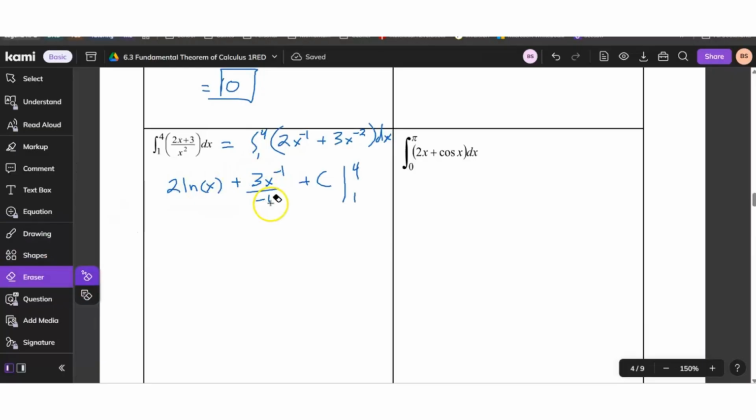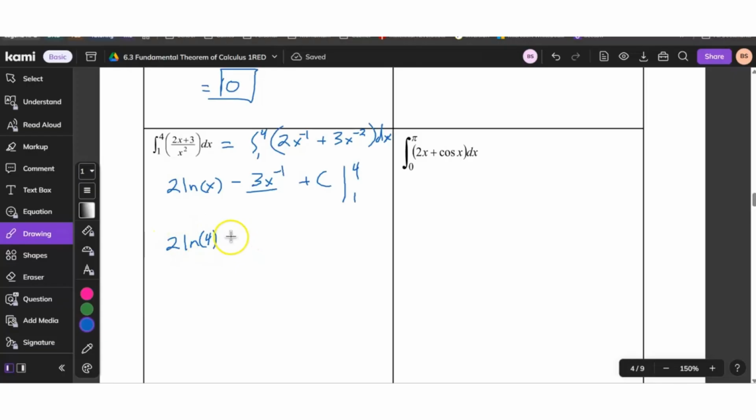Rather than going plus 3 over -1, let's just move the negative out here so that it's easier for us to deal with. So minus. Now let's find it. So it's going to be 2 ln of 4 minus 3 over 4, minus 2 ln of 1 minus 3 over 1. What is ln of 1? 0. So 2 ln 4. But 3 over 1, we don't do that, just minus 3. All right, I think I'm going to be done explaining, and I'm just going to do this now because you guys drive me all crazy again.